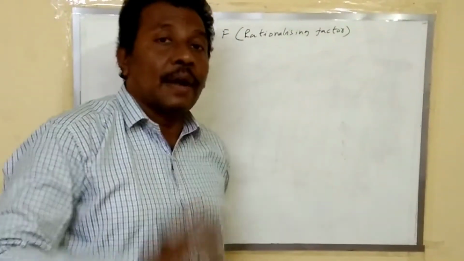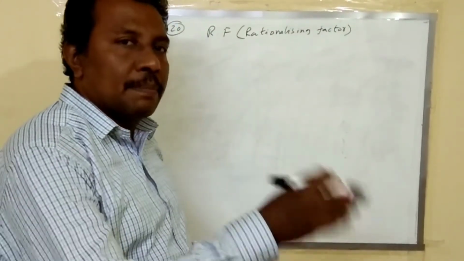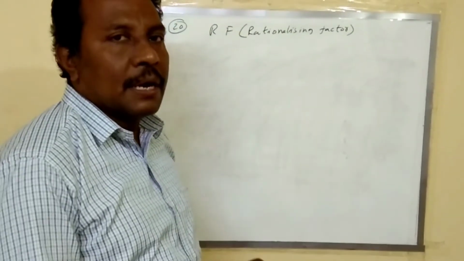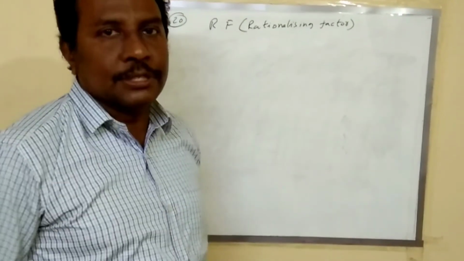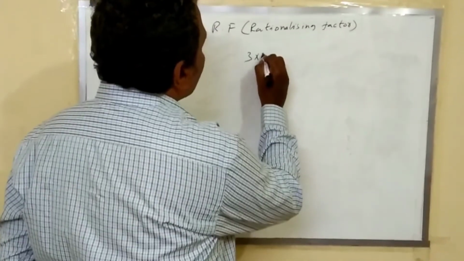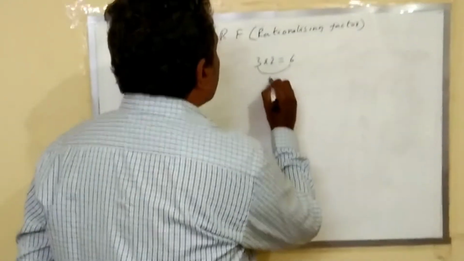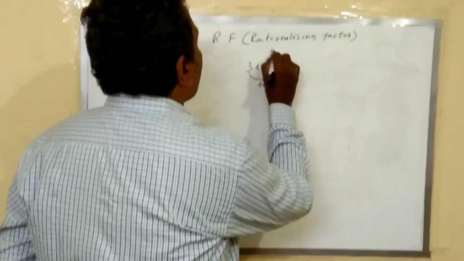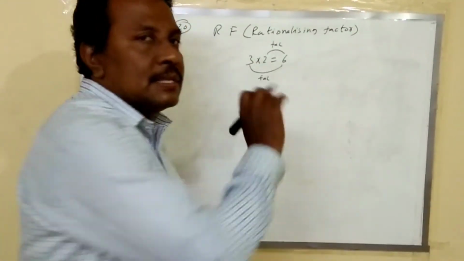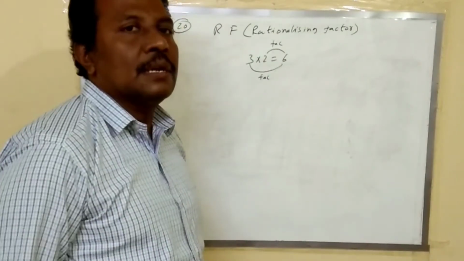First of all, what is a factor? A factor is a number which is multiplied by another number to make a product, and it becomes a factor of that product. For example, take 3. 3 into 2 gives 6. So here 3 is a factor of 6 and 2 is a factor of 6. Like that, factors will be.